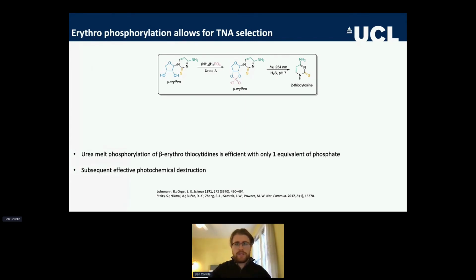So yeah, we turned to phosphorylation to see if this could provide an answer for us. What was really interesting is that because of the cis-vicinal diols of the erythro diastereomer, it really selectively and efficiently forms these 2,3-cyclic phosphates. And then in the beta form, once irradiated, we saw total destruction after a very short time period, 1 or 2 days of irradiation. And the only thing we observed was the base, so 2-thiocytosine.